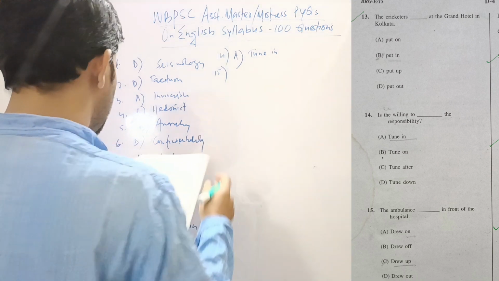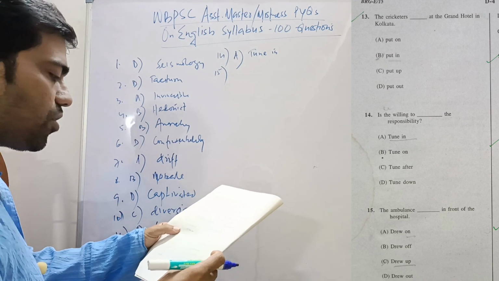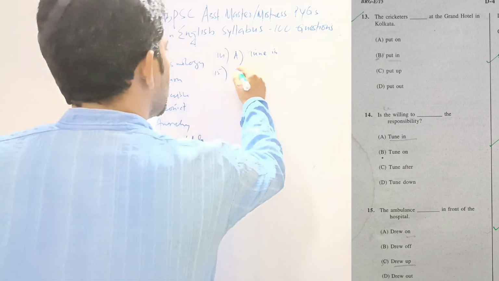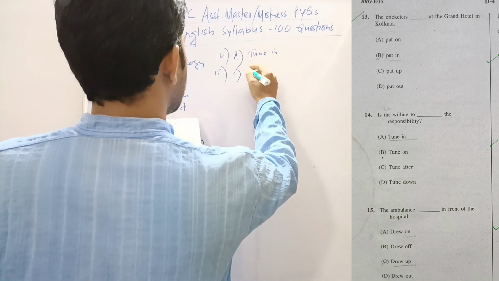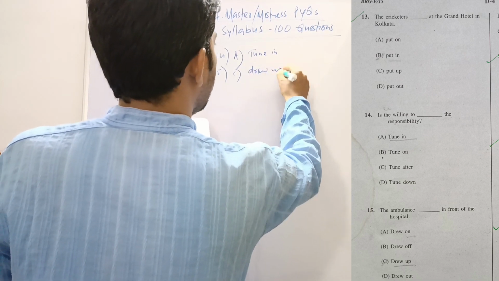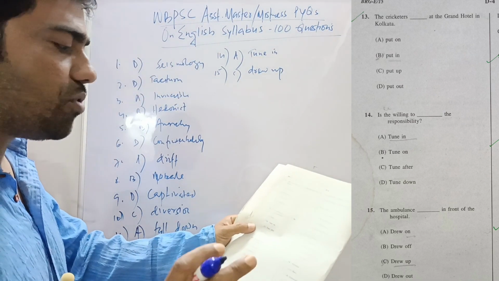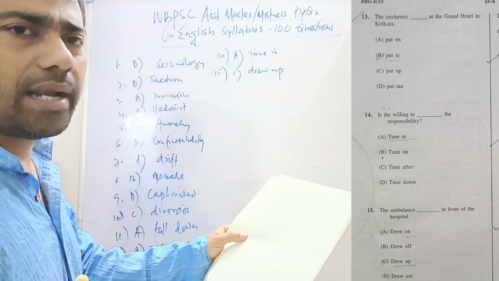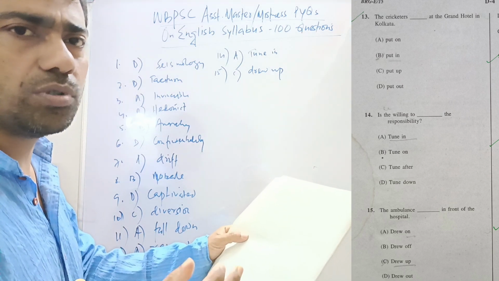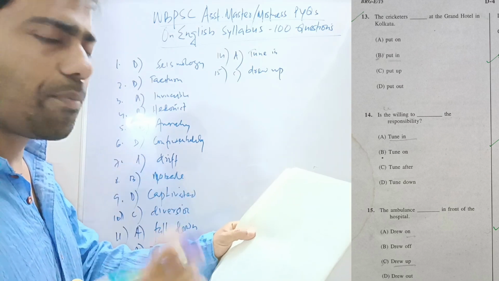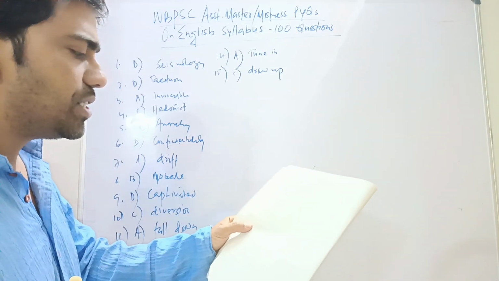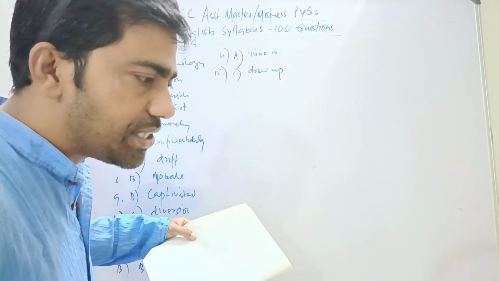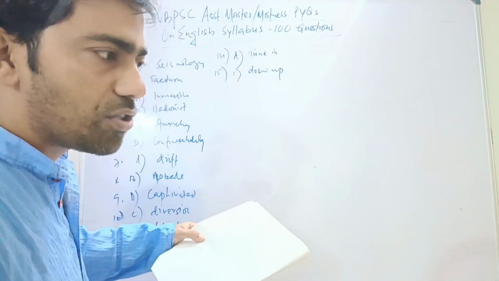All right, 15 number. The ambulance dash in front of the hospital. So the ambulance drew up. C number. Drew up. You can see the options: drew on, drew off, drew up, drew out. Very close options, and it is very hard to opt for the most appropriate one. So it will be drew up. That means it got close to the hospital's door.